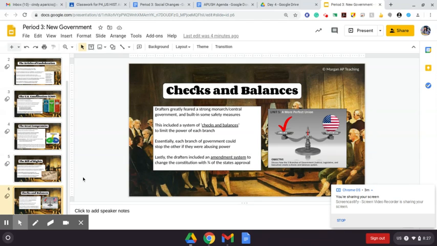Checks and balances. Drafters greatly feared a strong monarch central government and built in some safety measures. This included a system of checks and balances to limit the power of each branch. Essentially, each branch of government could stop the other if they were abusing power. Lastly, the drafters included an amendment system to change the Constitution with three-fourths of the states' approval.